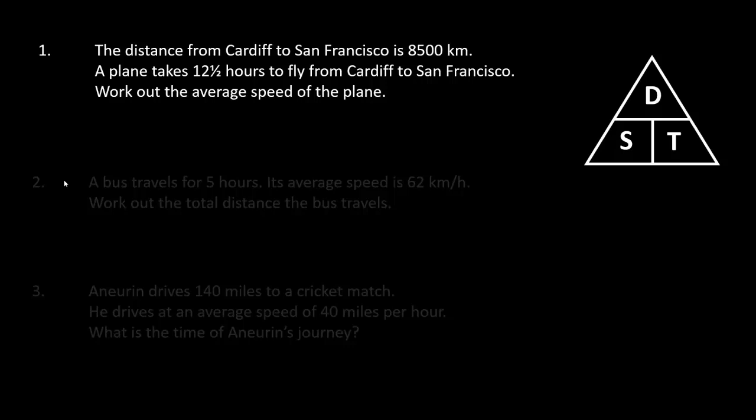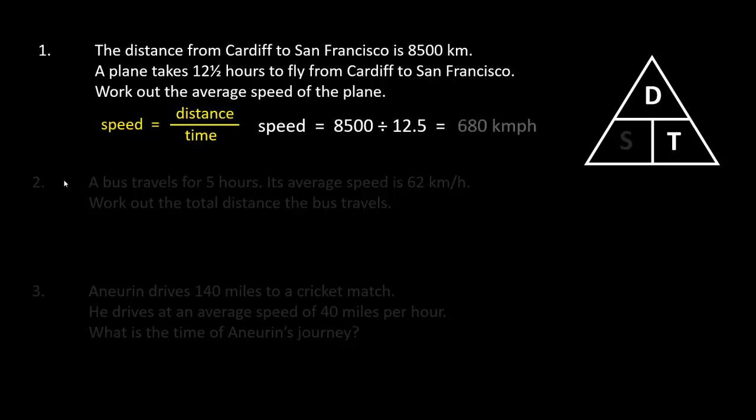So we're working out speed. So we want the formula for speed. So we cover up S on our triangle. And we're left with D on top of T. So that means the distance divided by time. So we're going to say speed is distance divided by time. And the distance, 8,500 divided by 12.5, and that gives us a speed of 680 kilometers per hour.